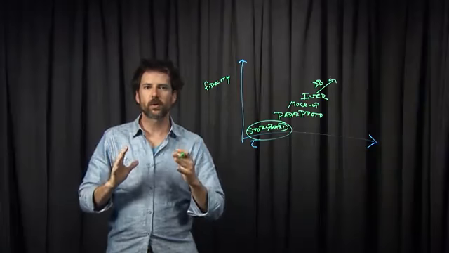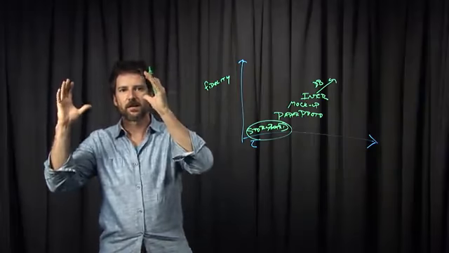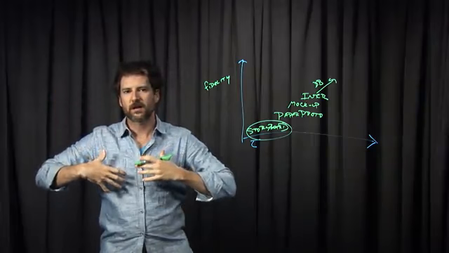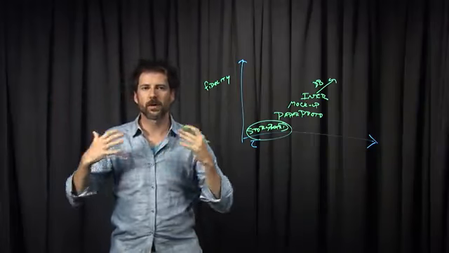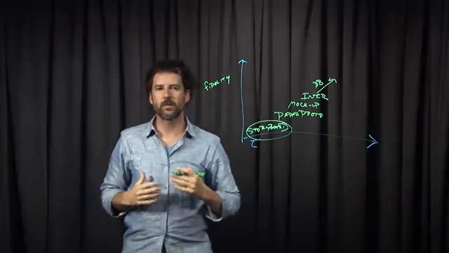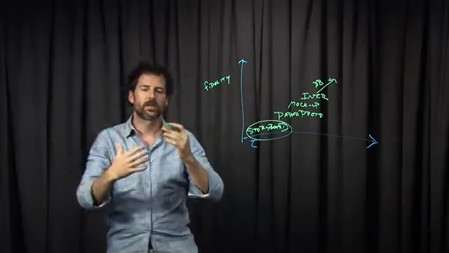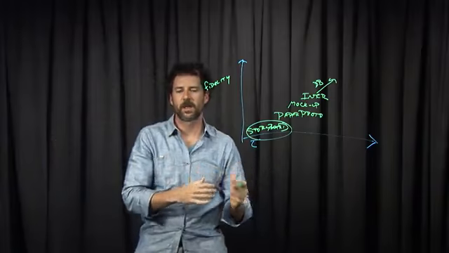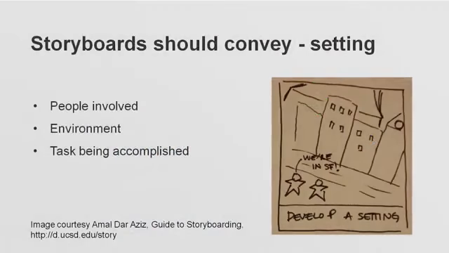So what makes for a good storyboard? A storyboard takes you from a setting, something that starts out at the beginning where you've got a problem or a need or an opportunity. A storyboard takes you from the setting through to satisfaction. And the setting of a storyboard shows you who are the people involved, what's the environment, and what's the task that they're trying to accomplish.